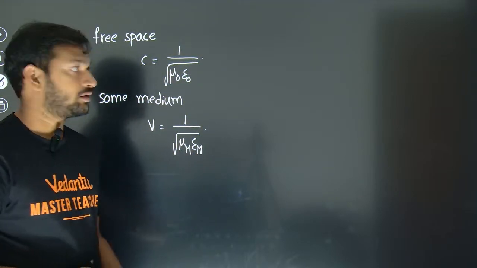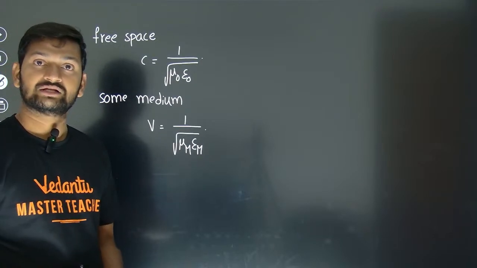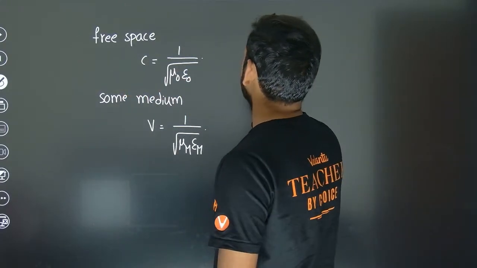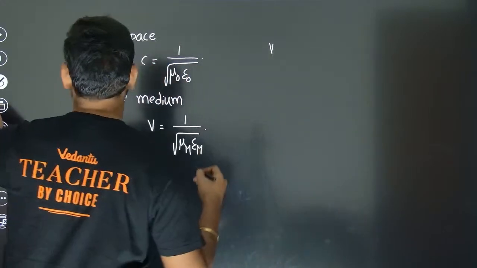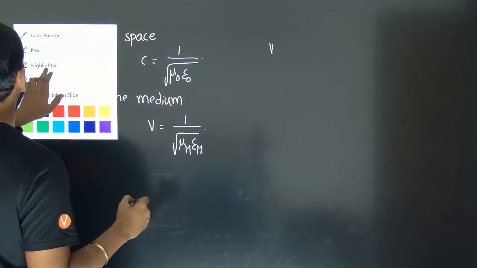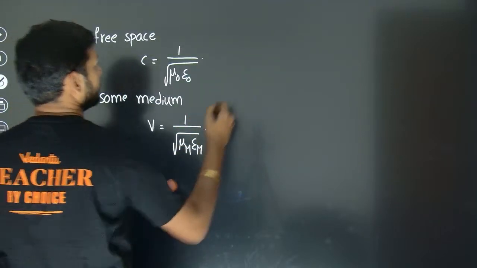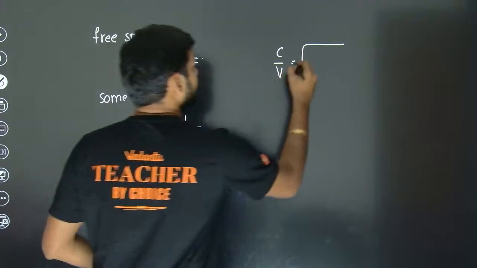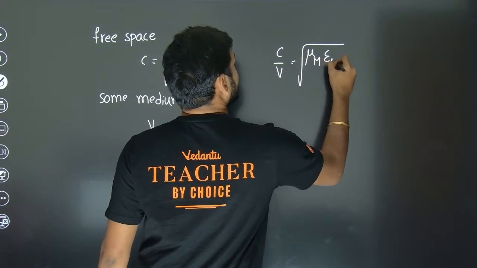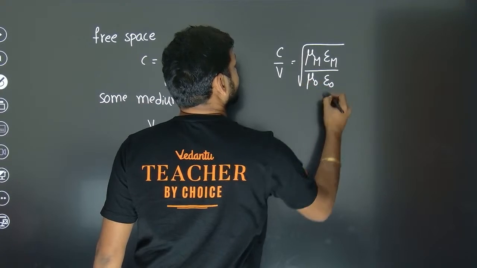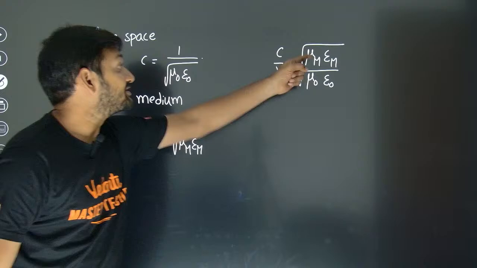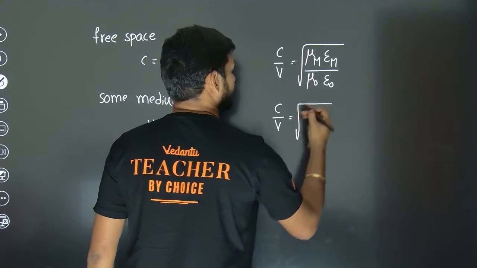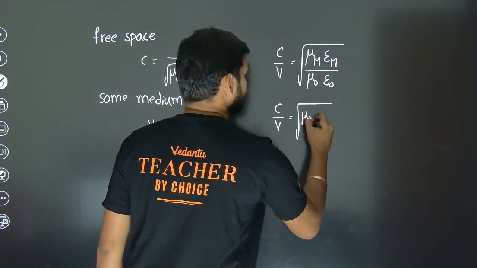Right? Now what am I going to do? Let us see that. If I do C by V, then what do I get? Root, this will go to the numerator, this will be in the denominator. It will become mu m epsilon m by mu naught epsilon naught. What is mu m by mu naught? Mu r. What is epsilon m by epsilon naught? Epsilon r. So C by V is going to be root of mu r epsilon r.